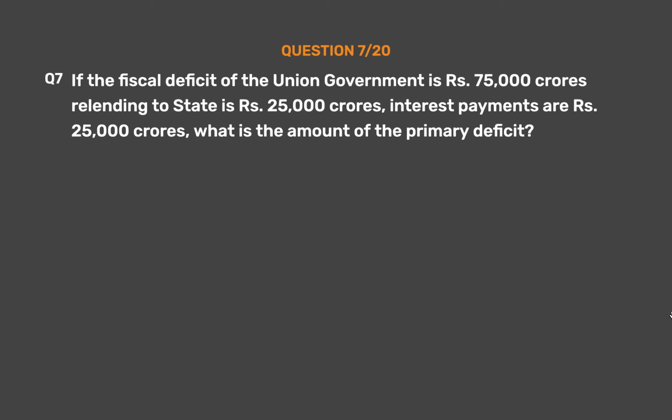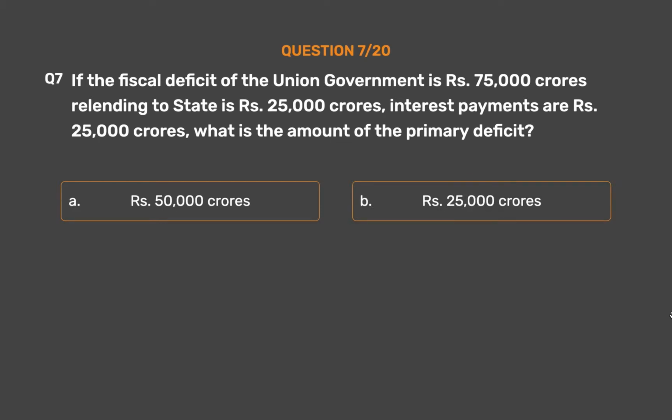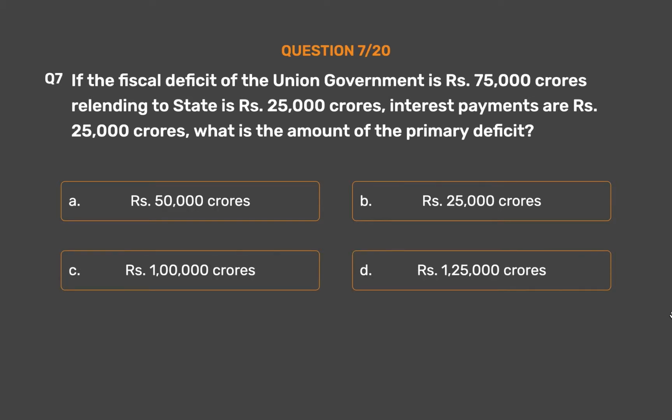Question number 7. If the fiscal deficit of the union government is 75,000 crore, relending to state is 25,000 crore, interest payments are 25,000 crore, what is the amount of the primary deficit? Option A, 50,000 crore. Option B, 25,000 crore. Option C, 1 lakh crore. Option D, 1,25,000 crore.